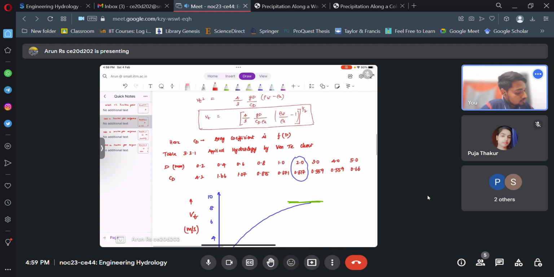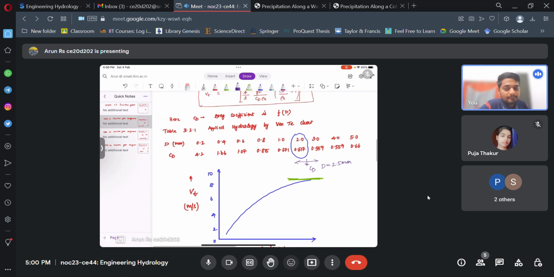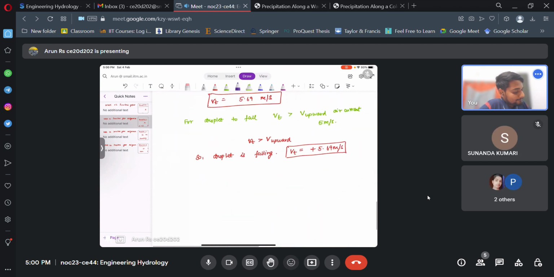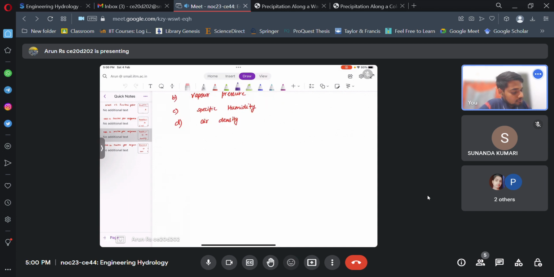In this table, if you want to find out the coefficient of drag for 2.5 mm, you can directly interpolate between these two values, and you can get the CD for diameter equal to 2.5 mm. Okay, we'll go to the next question.